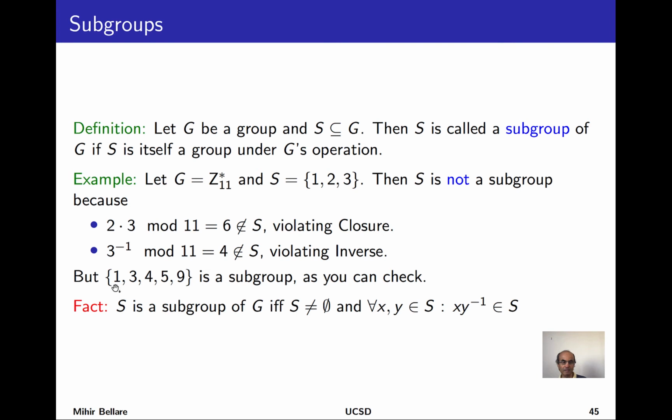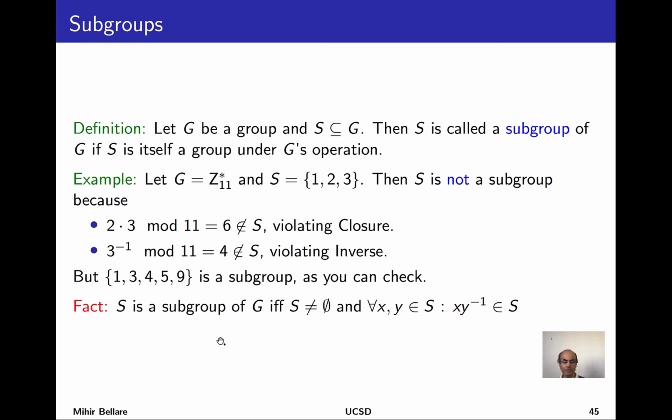However, here's another possible set, 1, 3, 4, 5, 9. You can check that this actually is a subgroup. As a bit of spot checking, multiply 2 things in here, 3 and 5. 5 times 3 is 15, mod 11 is 4, but 4 is in here. What's the inverse of 4? Well, it's 3, and 3 is in here.